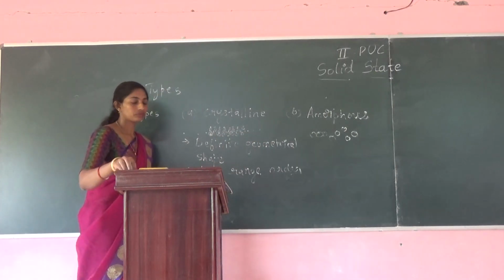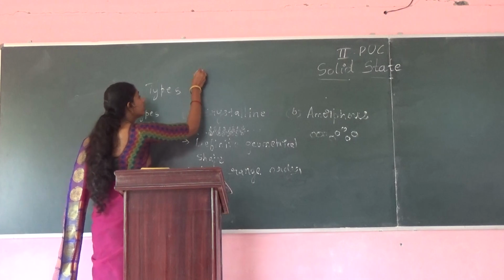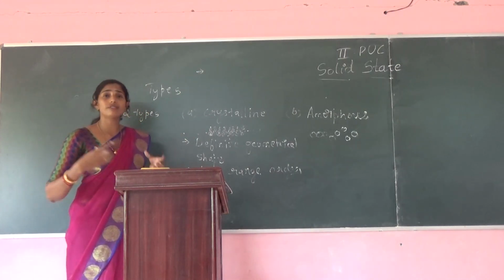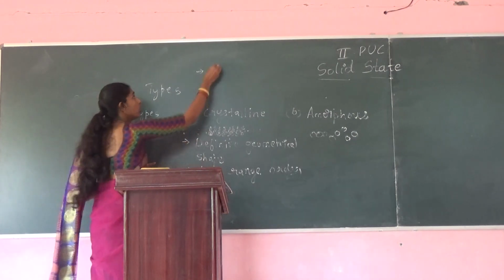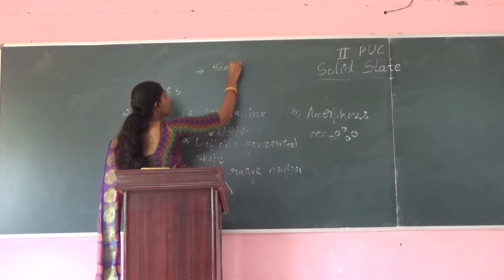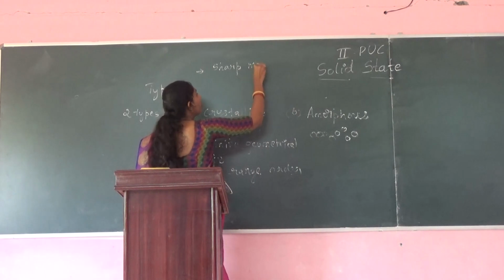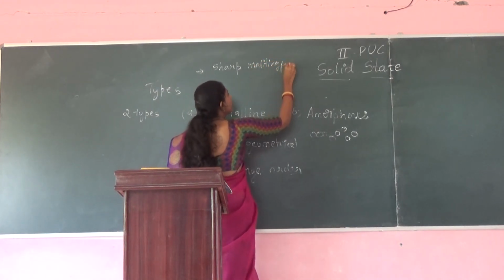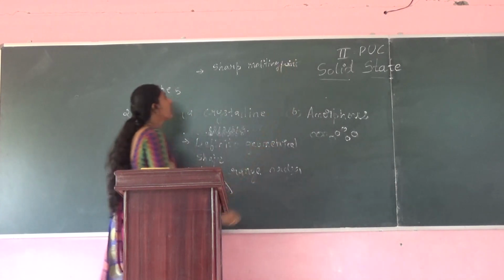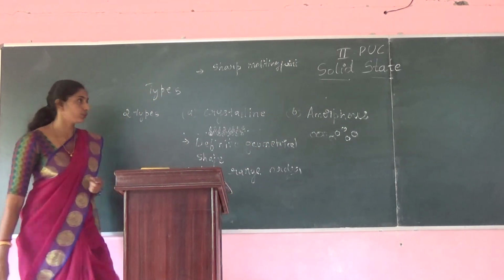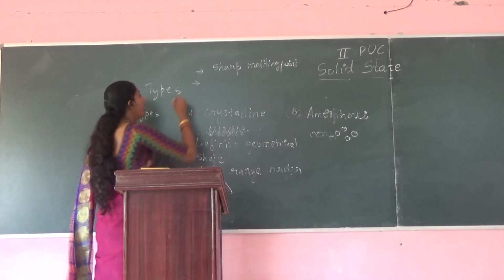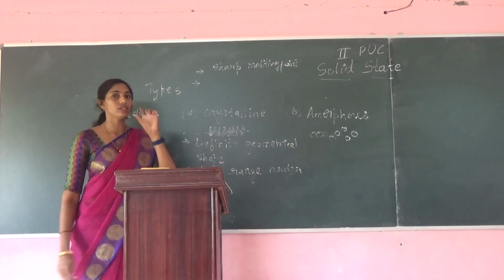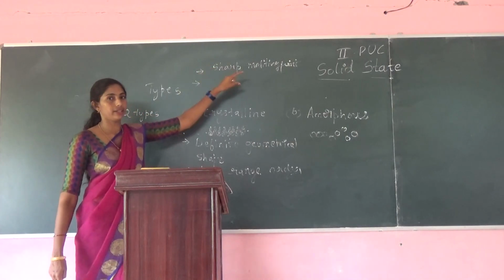Third point, these crystalline solids, because of the definite geometrical shape, because of the long range order, have a sharp melting point. It is usually having a sharp melting point. That means it usually melts at a particular temperature. At constant temperature, it starts to melt.